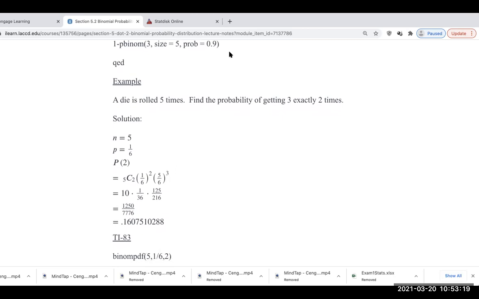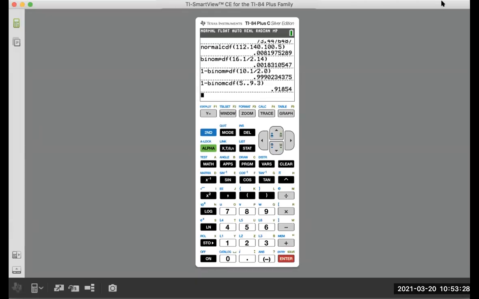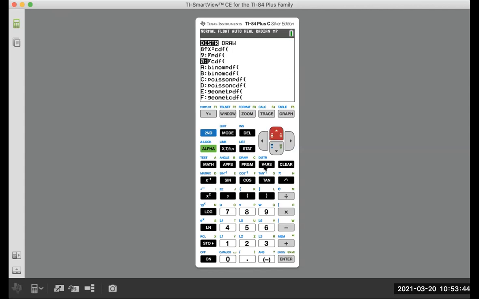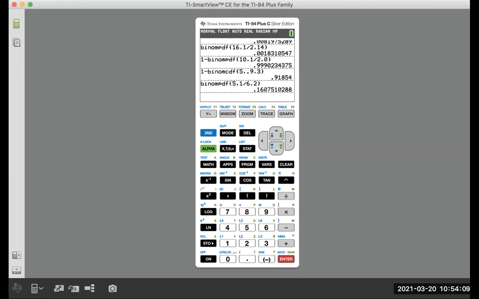Let me go on the TI-84. On the TI-84, I'll do binomial distribution. And this will be exactly 2 successes. You want to roll a 3 twice. So you roll it 5 times with a probability of success of 1 out of 6, and you want to roll a 3 twice. 0.16075, 10288.